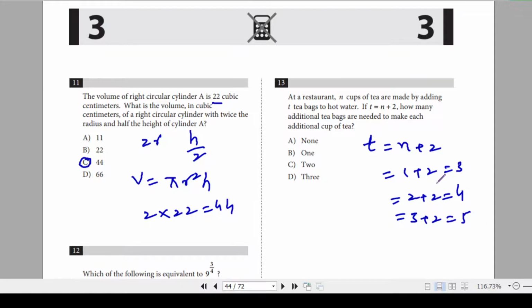So for every more cup of tea, how many tea bags are being increased? Just 1. Initially you must have 2 tea bags, but afterwards, when you are making an additional cup of tea, you have to add just 1 more. So for every additional cup of tea, you will add one more tea bag. Okay. So the answer is 1.